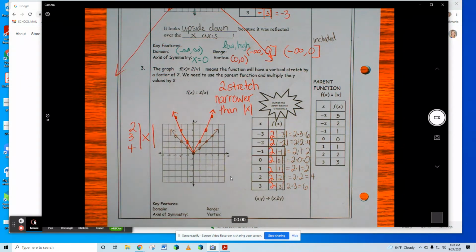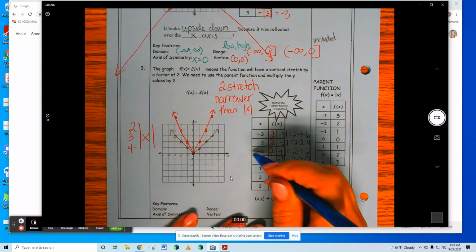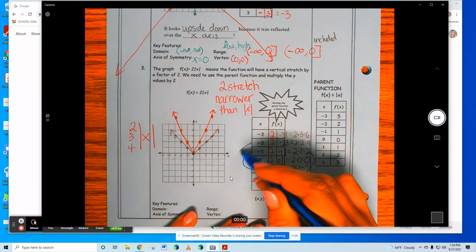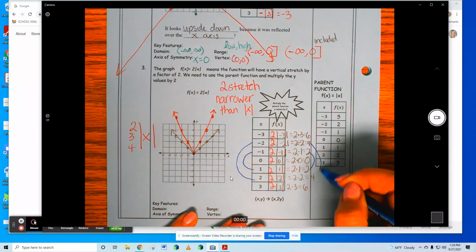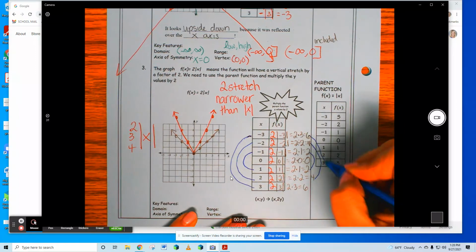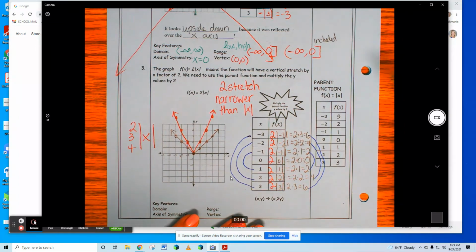Have you guys noticed something about the ordered pairs? How -1 and 1 match up? 2, 2. The x values match up. 4, 4. Have you noticed that? Because they're symmetrical. 6, 6. Even up above, it's the same thing.